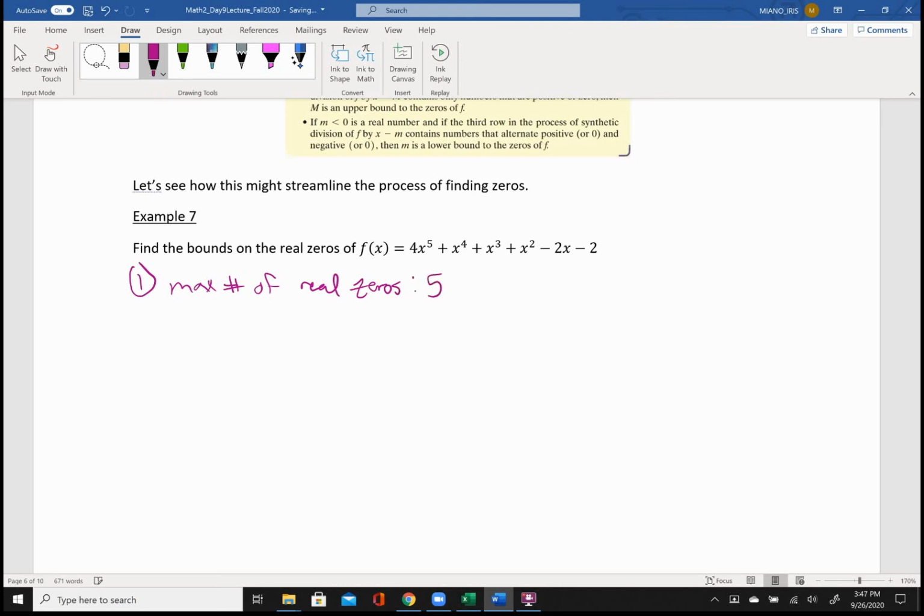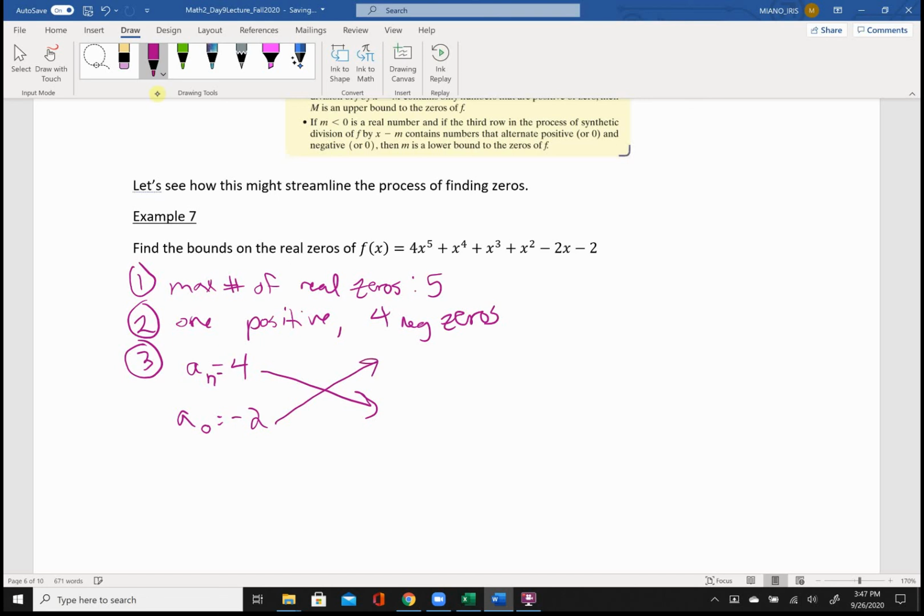It is 5. And how many are positive and how many are negative? Well, I'm going to give you the result of that Descartes positive and negative process there. So there's 1 positive zero, and 4 negative zeros. Step 3 is we're going to come up with the list. So a sub n, as you can see, is 4. A sub 0 is -2. So we have a smattering of positive and negative, so we have to entertain both.